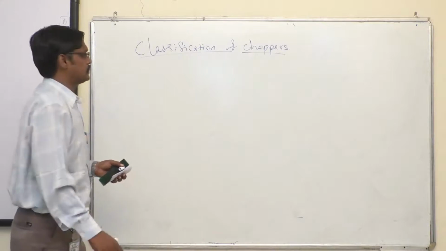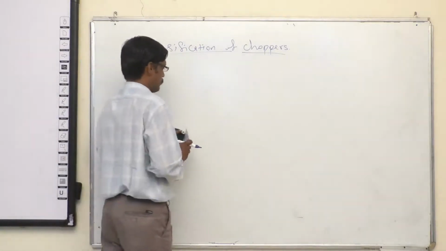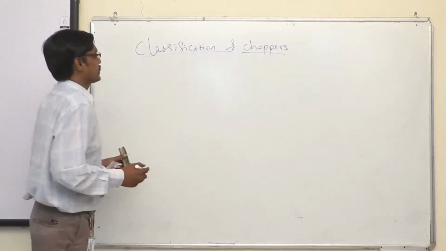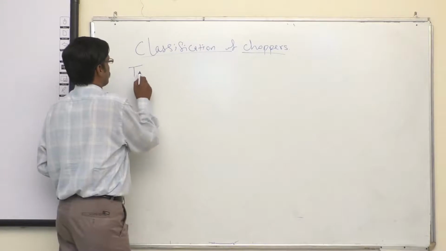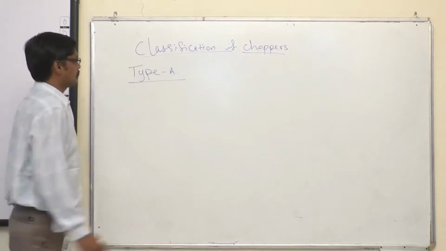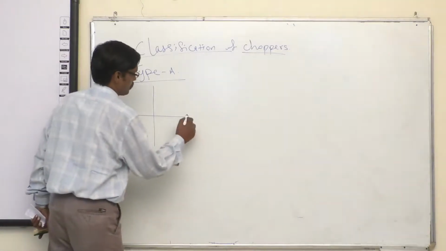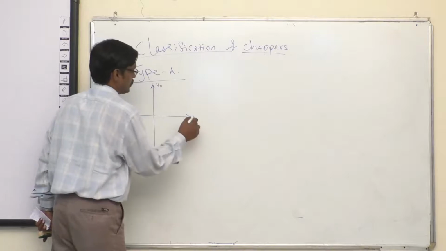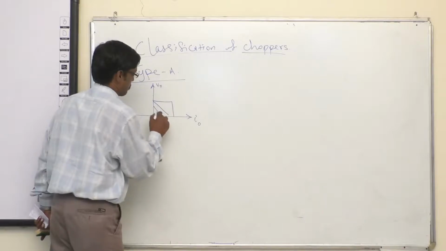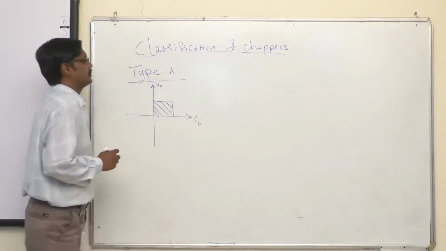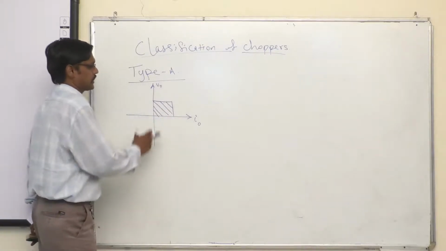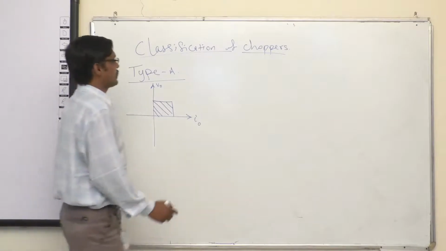Classification of choppers. Based on the operating point of this chopper, we can classify this into several types. First one is type A chopper. It is nothing but a first quadrant chopper. That is V0, I0. This is your area of operation. That means in this type A chopper, both output voltage as well as output current are positive. That is type A chopper.